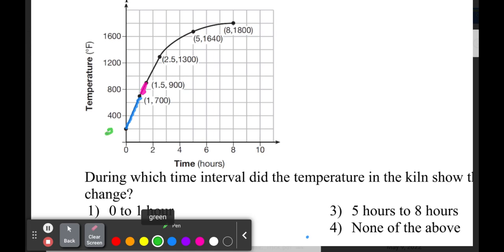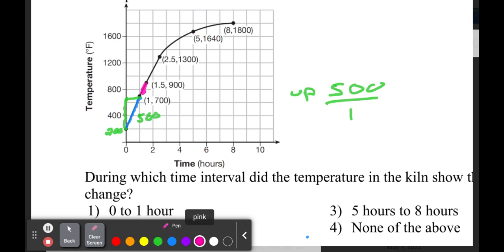This is 200 right here. So I'm looking at the blue. It goes from 200 to 700. So how much did it go up by? From 200 to 700, 500. Good, Mason. It goes up 500 and then over 1. So this slope right here, this average rate of change, is 500.